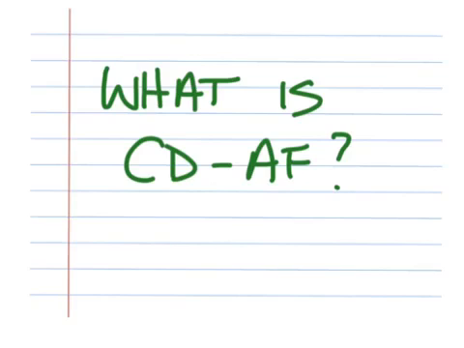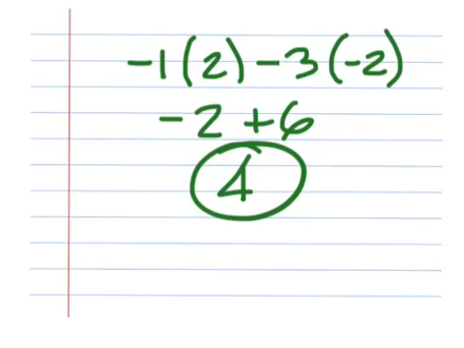And what is CD minus AF? Negative 1 times 2 minus 3 times a negative 2. That's a negative 2 plus 6. That answer should be 4.